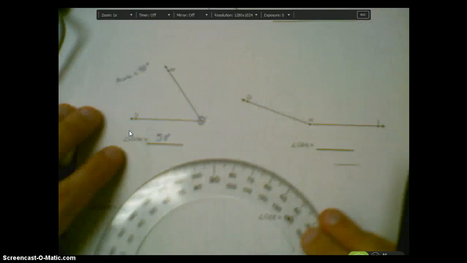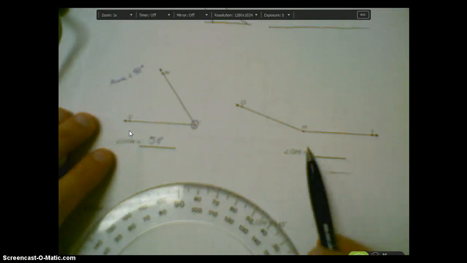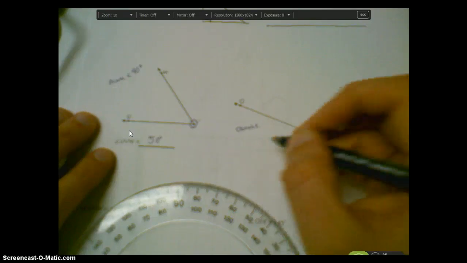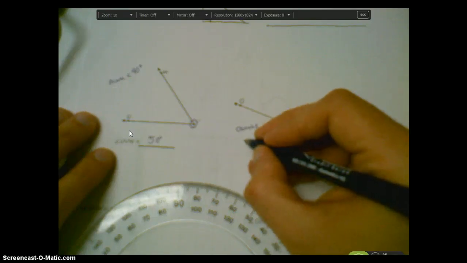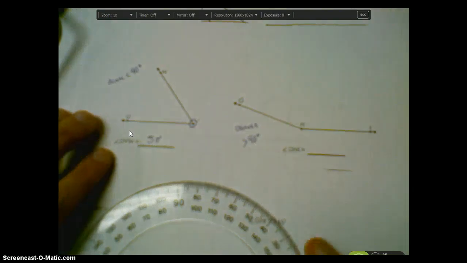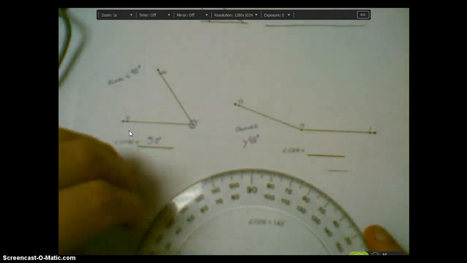The exact opposite for this one over here. This is not an acute angle. It is an obtuse angle. And an obtuse angle is actually greater than 90 degrees. So anything over and above a right angle is an obtuse angle.